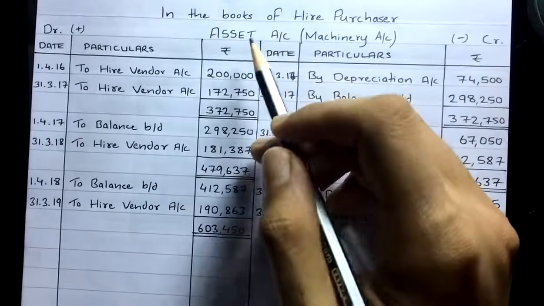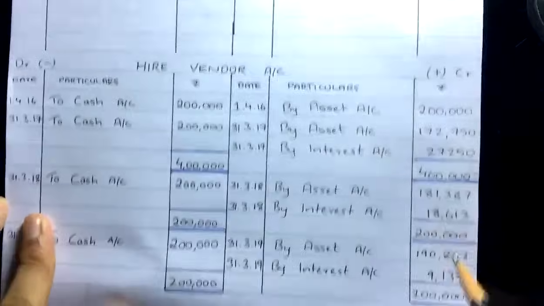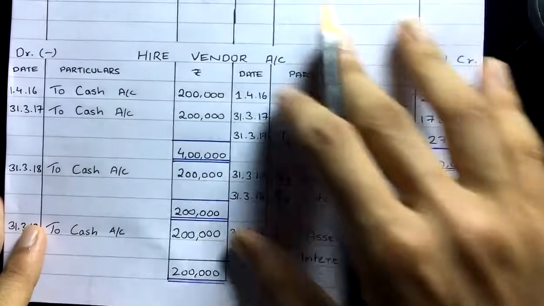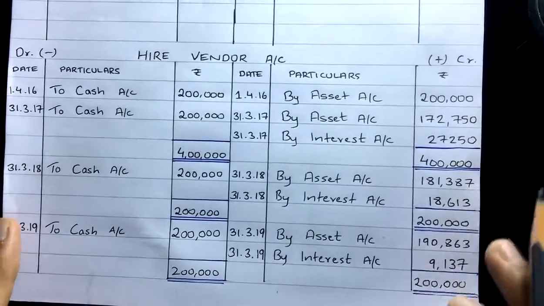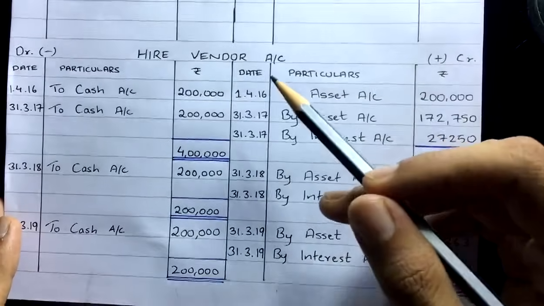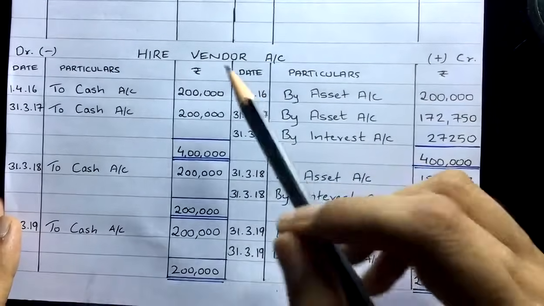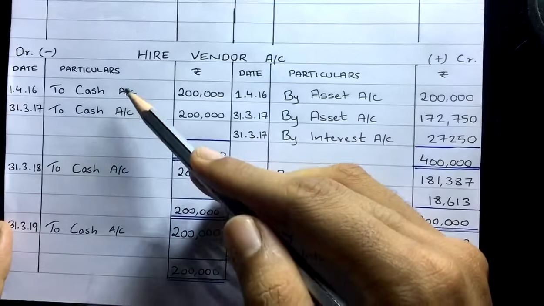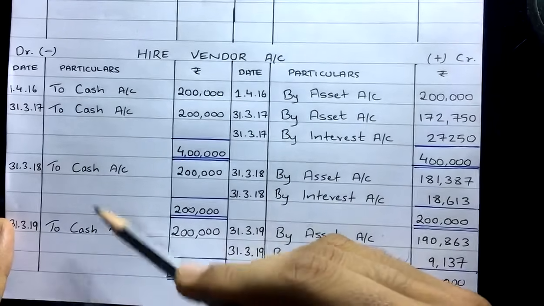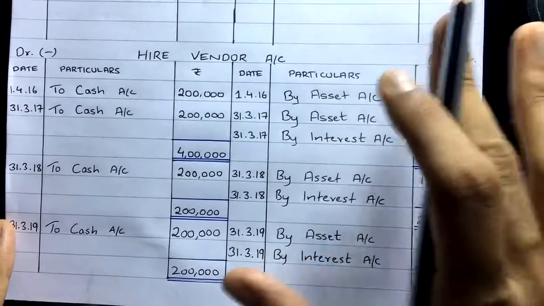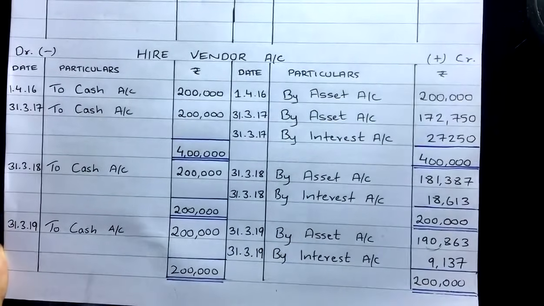So here it was an asset account, right? So you have to take it here in the hire vendor account by the name of asset. So this is how you need to prepare the hire vendor account. To prepare the hire vendor account, you just have to see whether it is increasing or decreasing. It will always decrease, all right? It will not increase. It will always decrease because we are making the payments to hire vendor. So debit, debit, debit, cash accounts. You can also take bank accounts, okay, depending upon your choice. So this is how you prepare the hire vendor account.